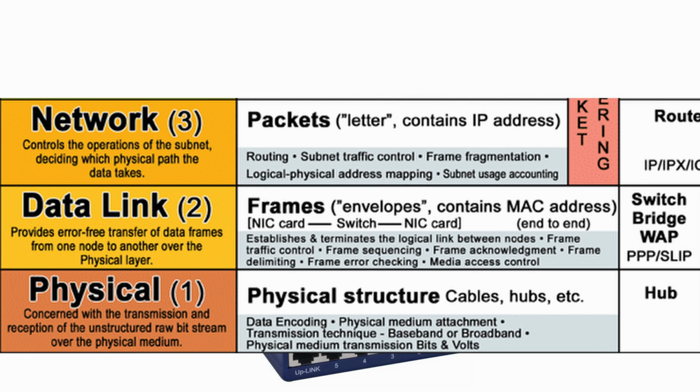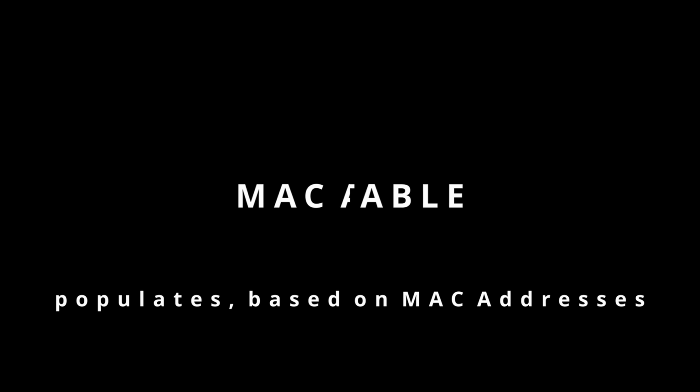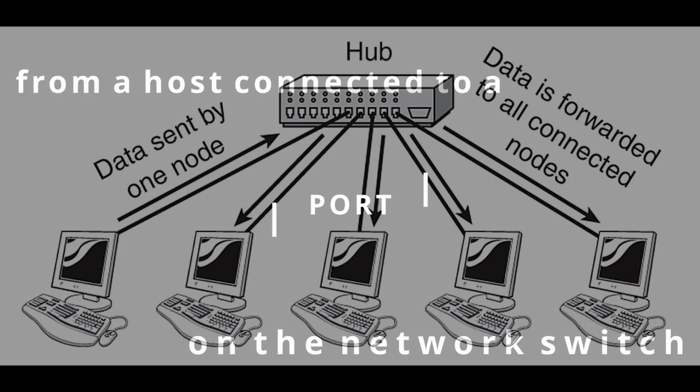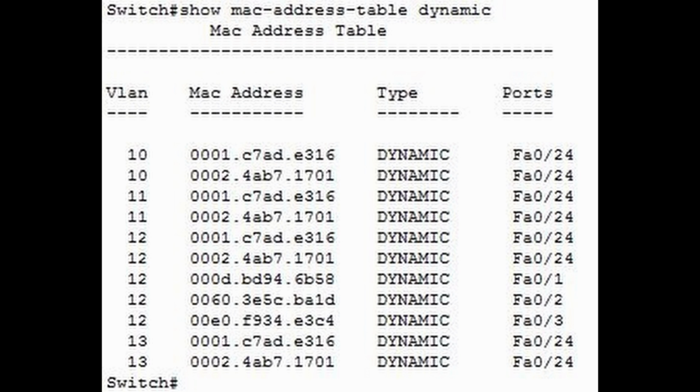When a hub receives a packet, it sends it out all the ports except the incoming port. So the MAC address table populates based on the MAC addresses it receives from a host connected to a port on the network switch. If there was no MAC address table, the switch would act like a hub and would forward traffic out of all the ports apart from the original incoming port to send traffic destined for a particular device. A network switch then maps each port on the switch to a MAC address of a device and builds a MAC address table.